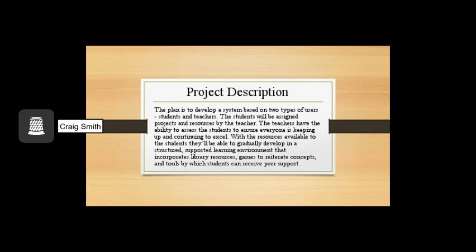So the plan then becomes to develop this system based on the two types of users, where the students will be assigned to the projects and resources by the teacher, who will be able to assess the students to make sure nobody's fallen behind. The resources will help students learn in a structured, supported environment, and they'll have access to the library resources, the games, and the tools where they can talk to their teachers and to the other students, and not be by themselves.